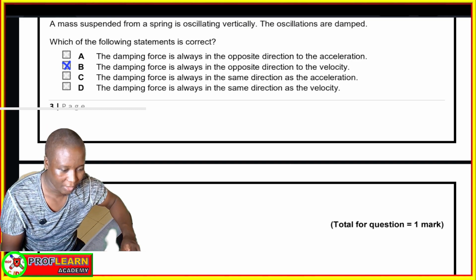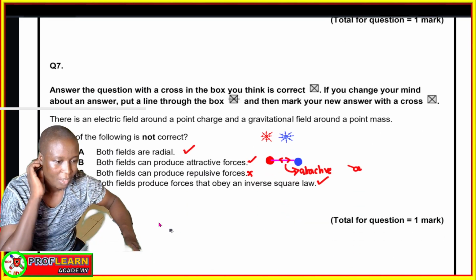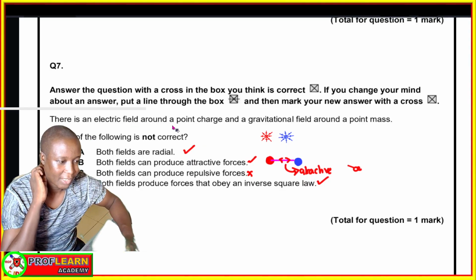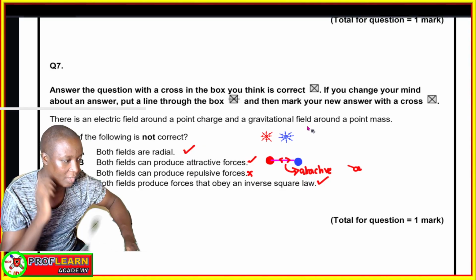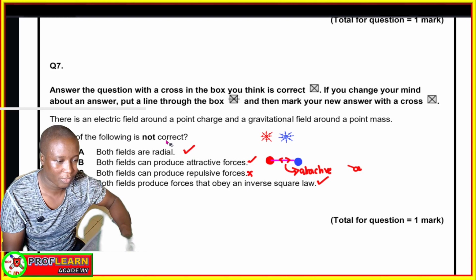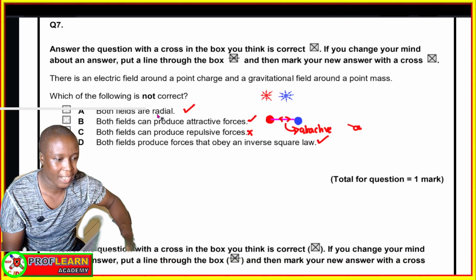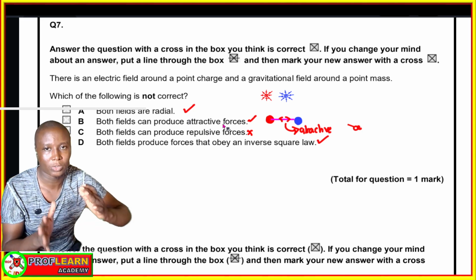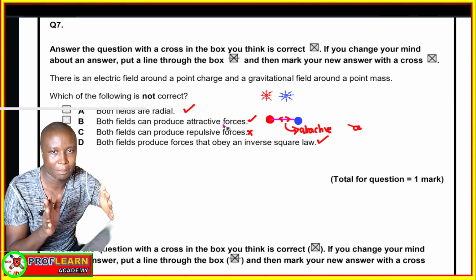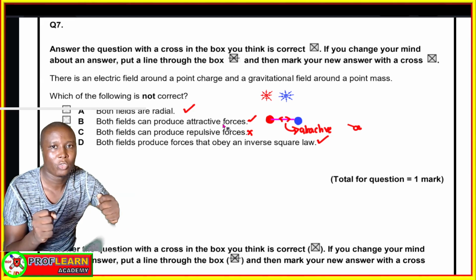Moving further to question number 7, there is an electric field around a point charge and the gravitational field around the point mass. Which one of the following is not correct? Both are radial, that is correct. Both can produce attractive forces, because when two masses are placed next to each other, the force is always attractive.